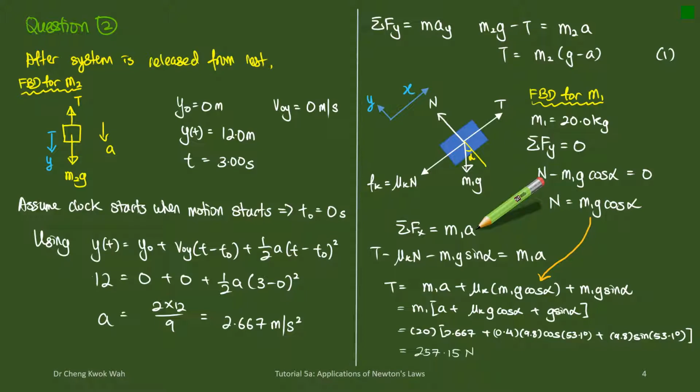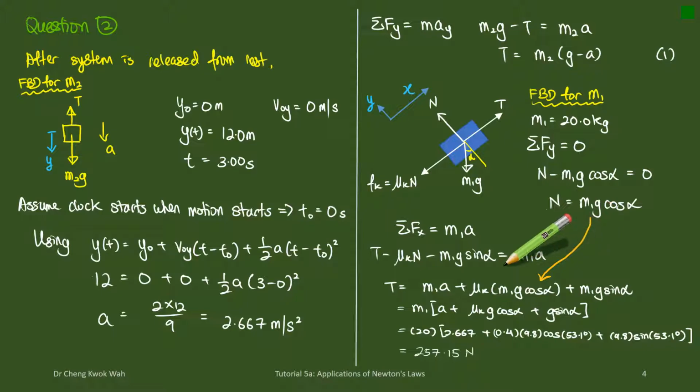Sigma Fx is equal to m1a. So the forces in the x direction are the tension positive, minus mu kN, minus m1g sine alpha. That is the component of the weight in the x direction. The right hand side is just m1a.